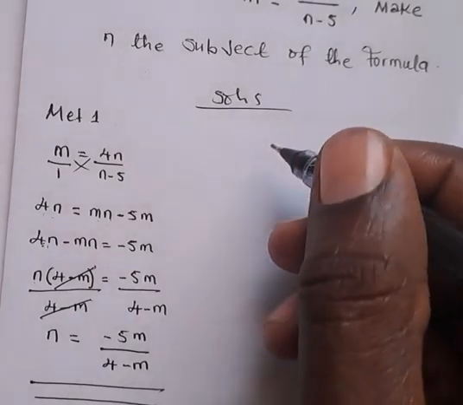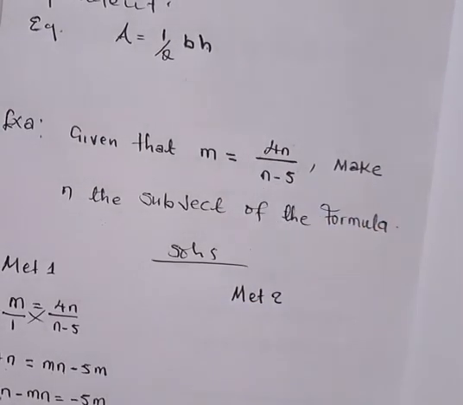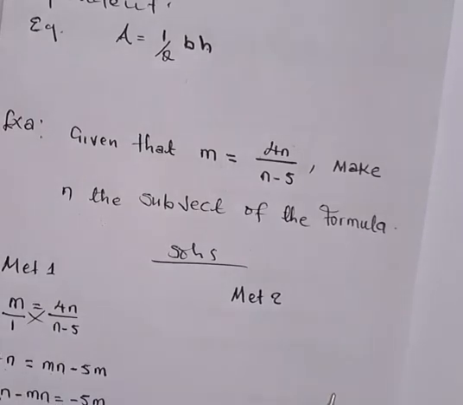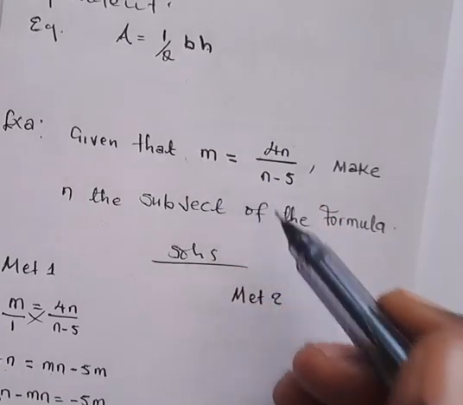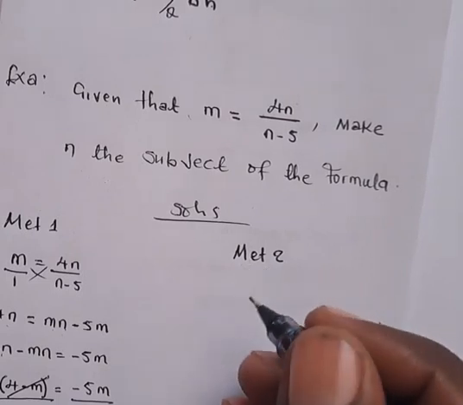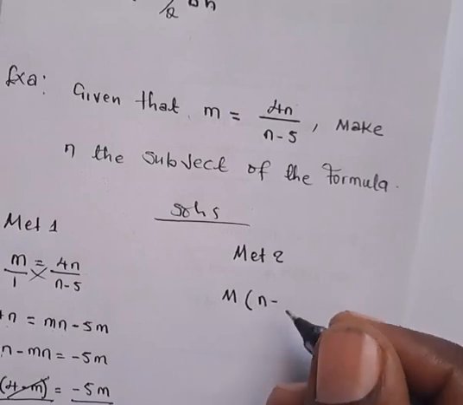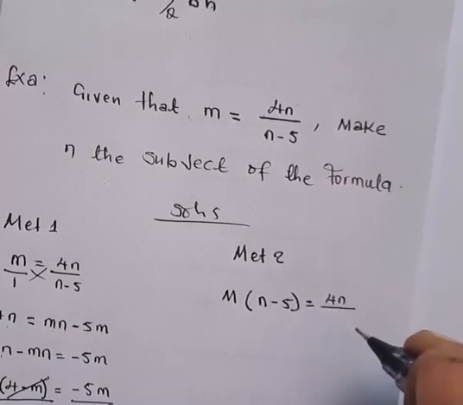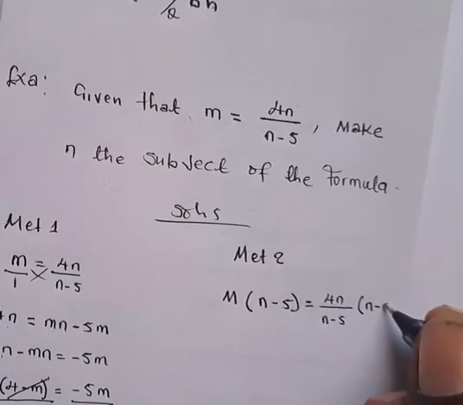Now if we were to use method 2, method 2 shows that you look at the part that has a fraction like this one. Since there's a fraction, you multiply both sides of the equation by the denominator in that fraction. So it means we have to multiply this part by n minus 5 and also this part by n minus 5. So we're going to have m multiplied by n minus 5 is equal to 4n over n minus 5 times n minus 5 again.